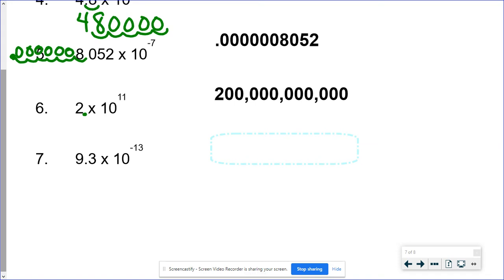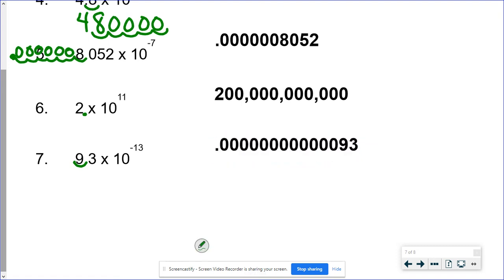Then for number 7, negative 13 for an exponent is going to be a really small number. Again, it'll take me 1 place to get in front of the 9. And then I still have 12 more places to fill in. So you can do the little swoops and all, fill in all the zeros, or you can just put a decimal and then it'll be 12 zeros, right? 1, 2, 3, 4, 5, 6, 7, 8, 9, 10, 11, 12 zeros, and then your 9 and then 3.